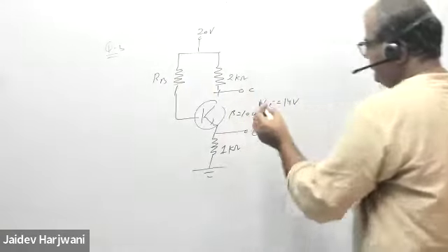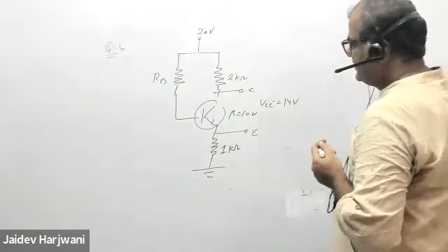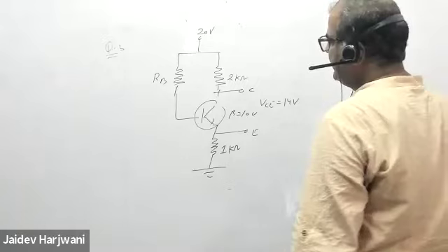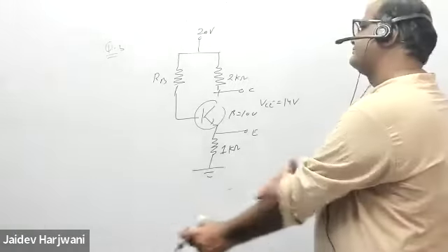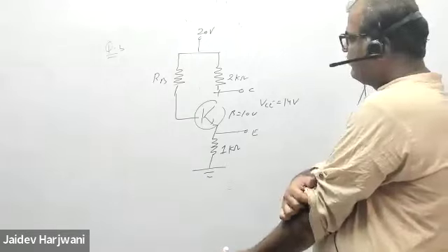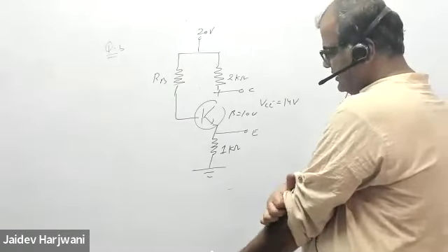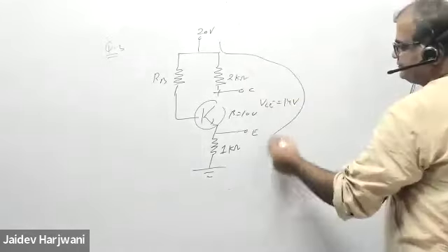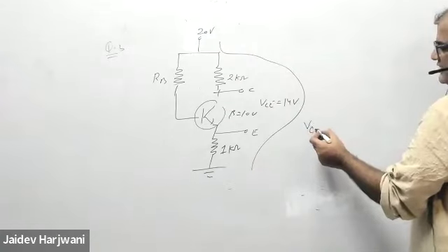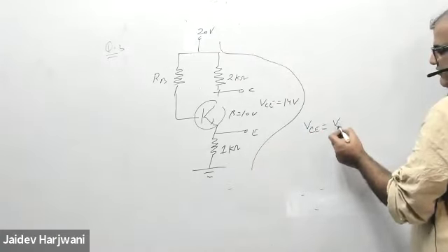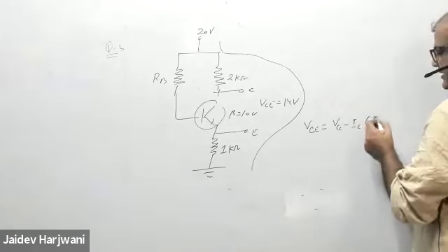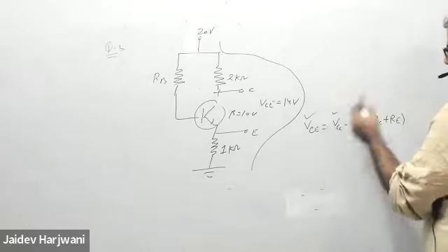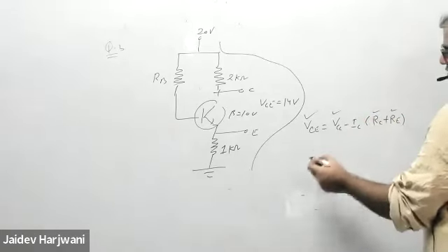Okay, so VC is given, then what can you find? Tell me, if VC is given, VCC is given, can you find the value of IC? Because if I go in the output loop, my VCE is VCC minus IC into RC plus RE. So this is given, this is given, this is given. I can find the value of IC.